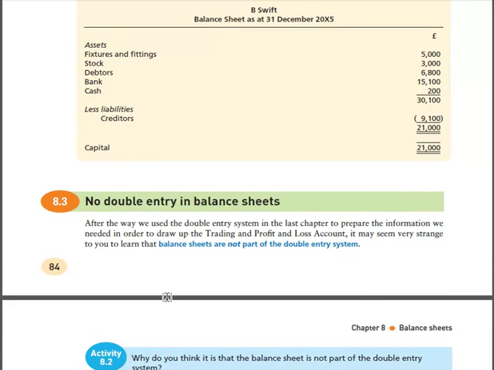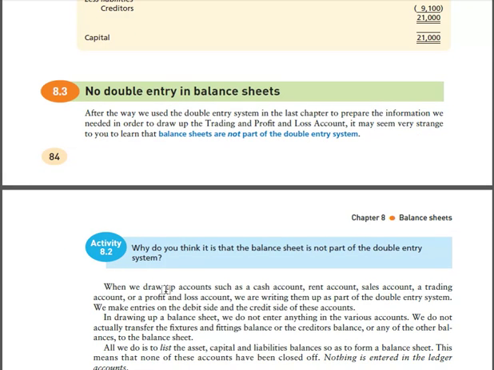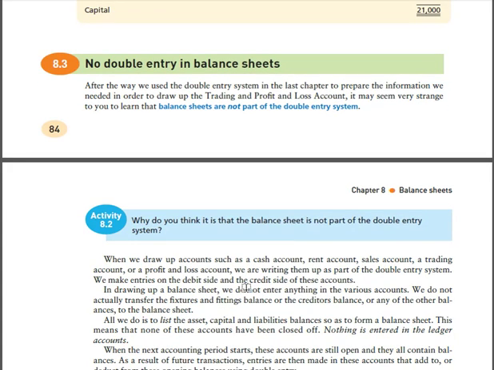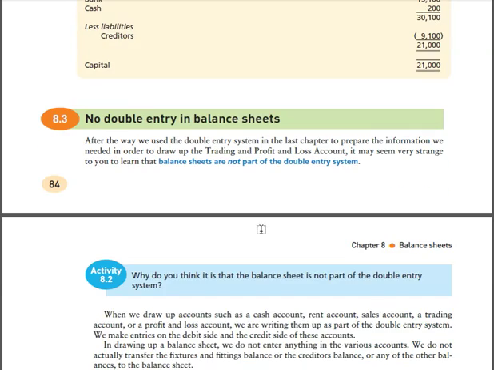And no double entry in balance sheet. By this, it means that when we were drawing up the trading and profit and loss account, we had a few closing offs to do and we were transferring amounts from one account to another. However, in the balance sheet, we didn't do anything like that. We just plotted the balances as they are.